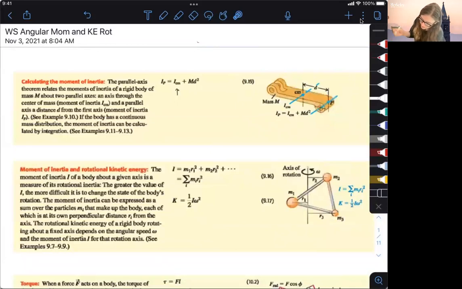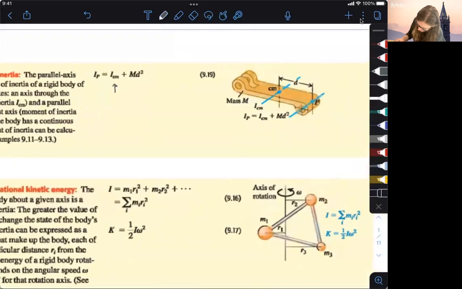And then I can look at these other add-on pieces and just treat them as separate masses and add them to the center of mass piece by taking their individual masses. So in this case, this mass M. So for this object, I_P is equal to I_CM plus 2MD squared, because I have two of these objects on the end. I have one here, and I have one here.